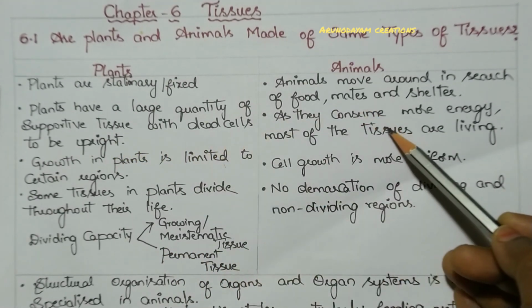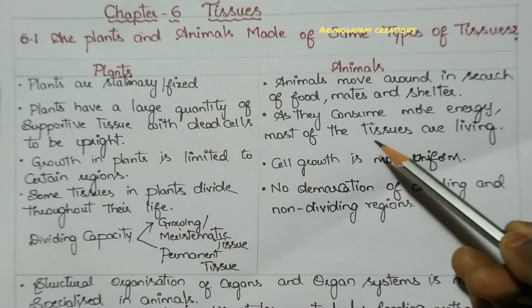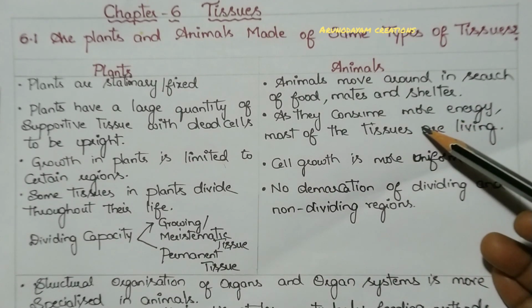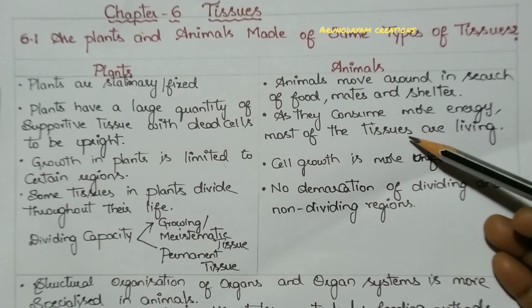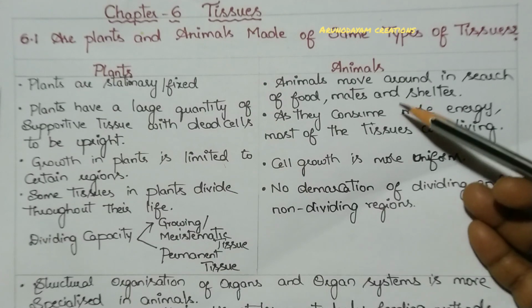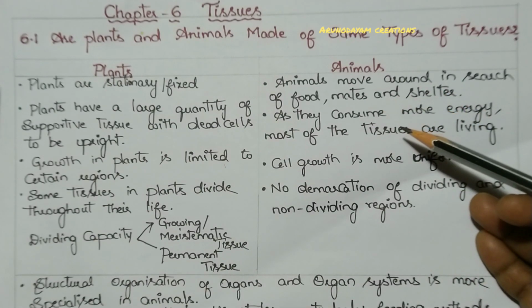Whereas in case of animals, they have tissues with living cells. Why? Because animals need so much energy to perform their daily activities. Already we have discussed it in the first point. Animals move from one place to another for food, shelter and mates. So for all these activities, they consume more energy. They need a greater amount of energy.